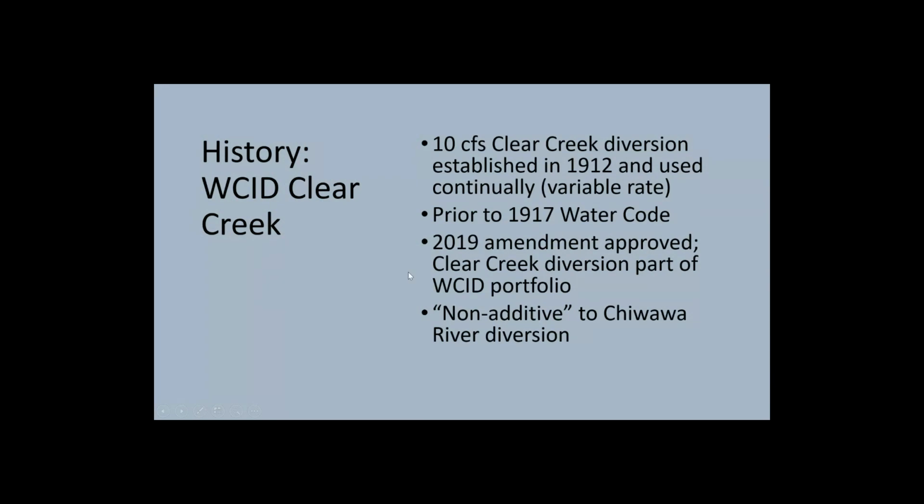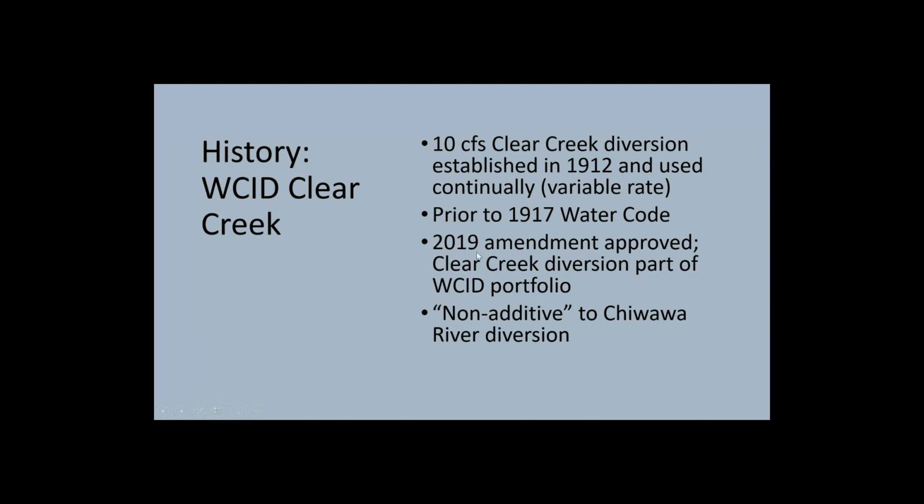A couple slides on the history of this, and then I'll get into some detail on what's going on there. This is an old right. It was established pre-water code in 1912, and it's been used continually since then. It is what we call a variable rate water right, because the water right is for 10 CFS, but as I indicated earlier, there's only 3 CFS in late season, so they can't access all of it late season.